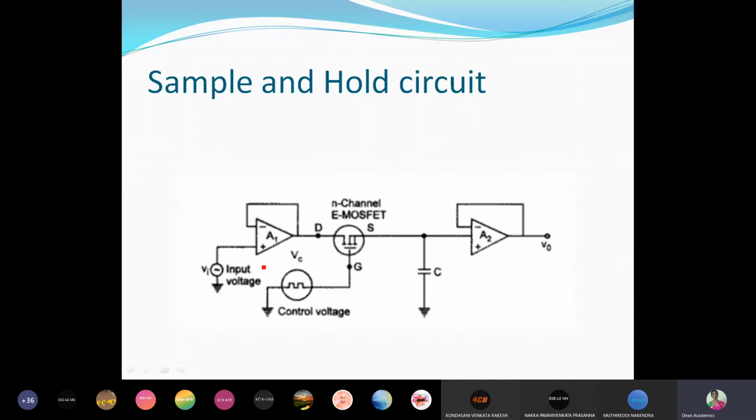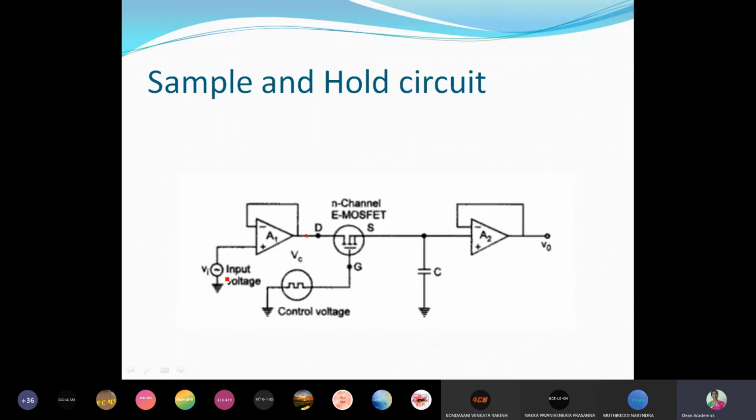Let us see this sample and hold circuit, right? Here you observe the input signal is given to this amplifier. This is OpAmp 1 and this is OpAmp 2, and this OpAmp is connected in emitter follower configuration, right? Emitter follower means gain is equal to 1, no RF. Whatever input voltage you give, the same will be available at the output. No gain, gain is equal to 1. Many times we have discussed this. Even yesterday we discussed the buffer amplifier, all that.